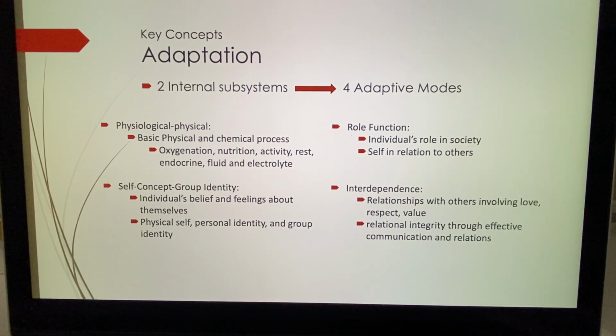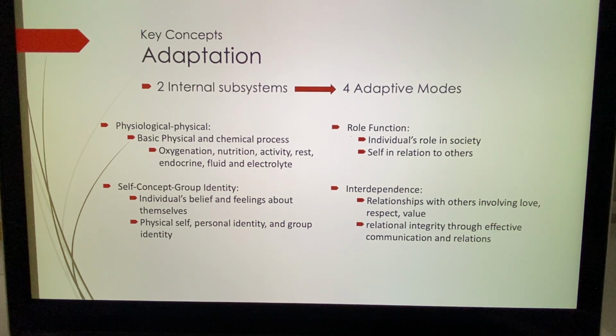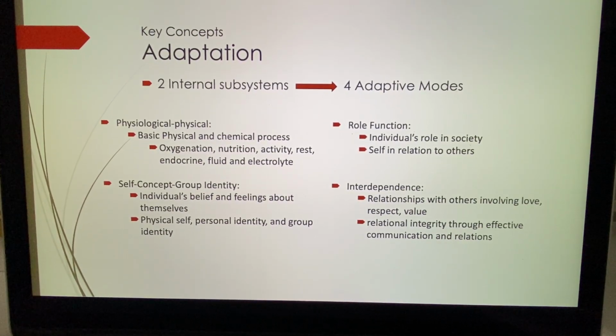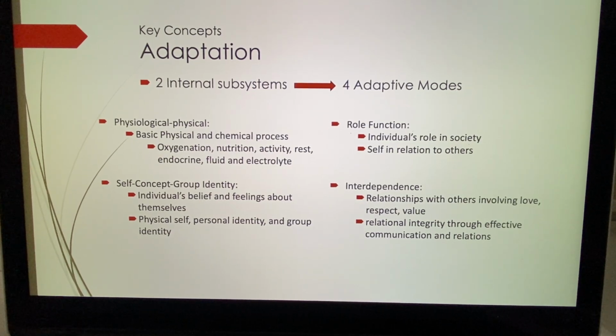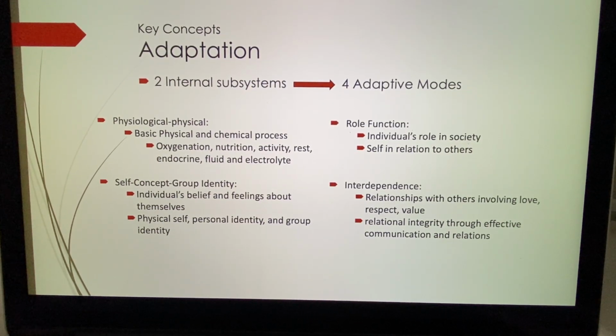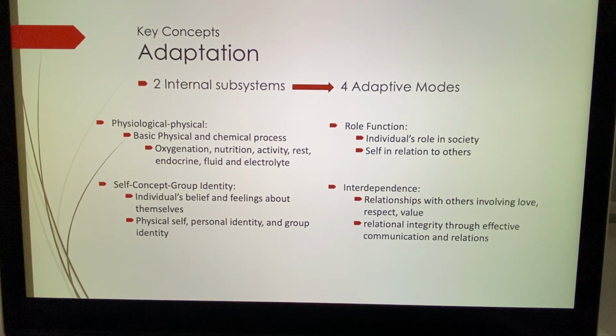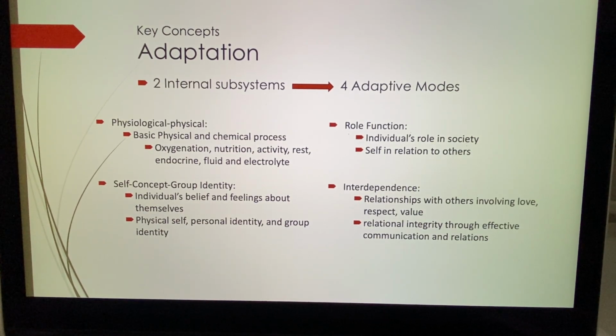These subsystems have four adaptive modes. There's the physical mode. These are the basic physical and chemical processes of the body: oxygenation, nutrition, activity, rest, elimination, the body's senses, fluid and electrolytes, and the endocrine functions.